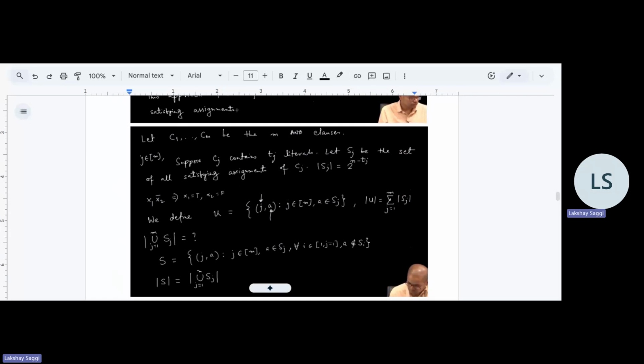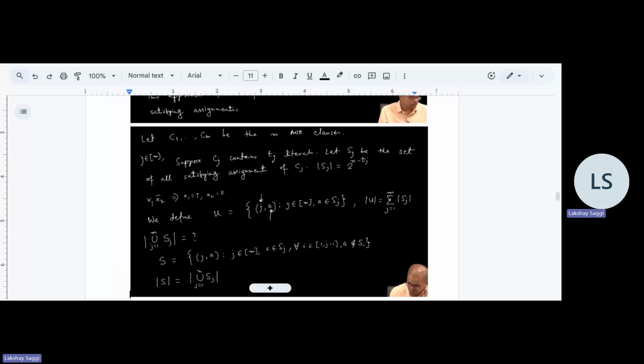For this, it was discussed that we take C1 till Cm, the m clauses in the DNF form, which are all joined by union. So our DNF formula is given by these AND clauses C1 till Cm. Suppose the clause Cj contains Tj literals, and let Sj be the set of all satisfying assignments of Cj.